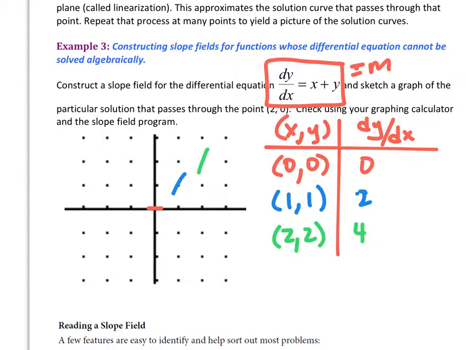Now obviously you can tell, just by a little bit of practice, these are estimations, right? They're not a perfect slope of 4 or 2. 0 I better be okay with, but 4 or 2 definitely, they're just approximations, okay? So at 3, 3 our slope is 6. And at 4, 4, of course, our slope would be 8. That's not going to show up on this graph, though.